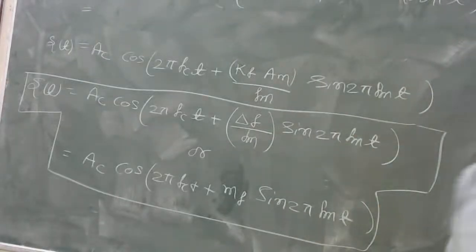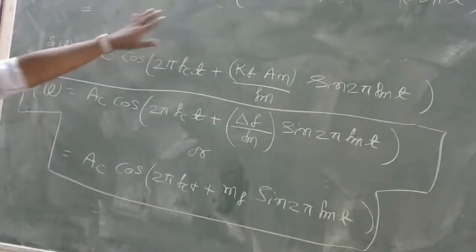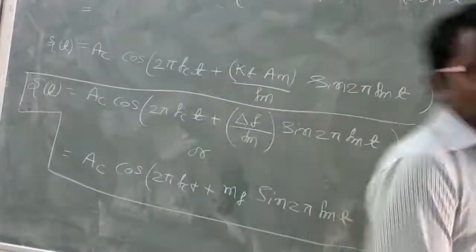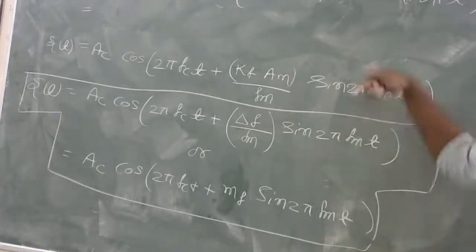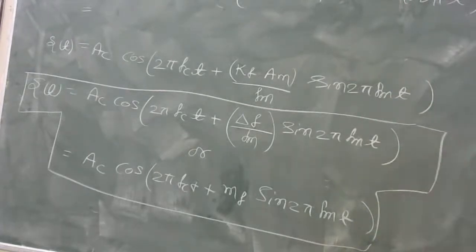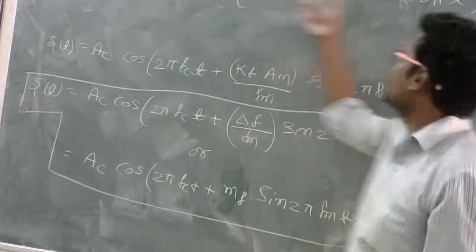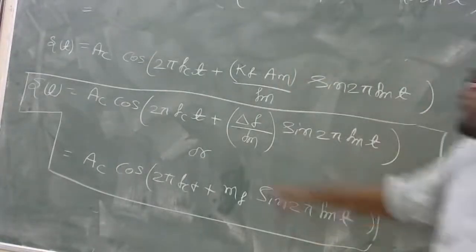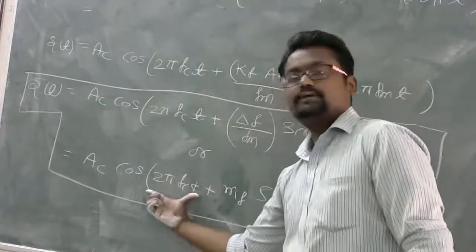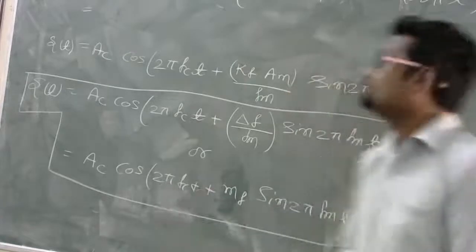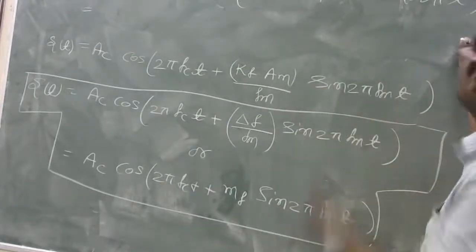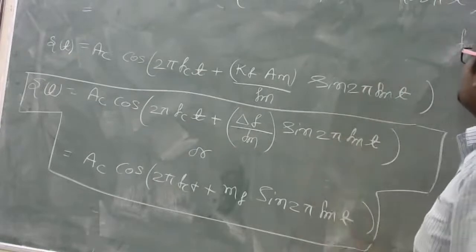Suppose a modulated signal equation is given as s(t) = 10 cos(1000 pi t + 50 sin 100 pi t). By comparing this equation with the generalized equation, we can directly find all the values. First you have to find the value of Fc and Fm. By comparing this term with this term, you can easily find the value of the carrier frequency Fc.